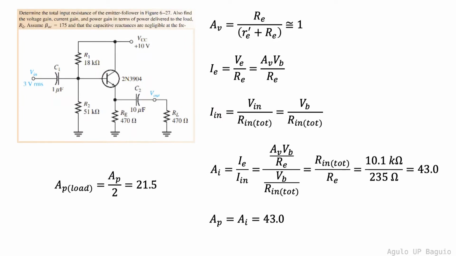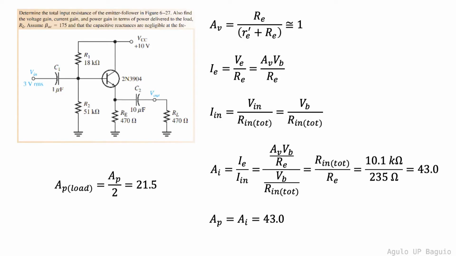Now let's solve for the gains. We know that the voltage gain is unity, since R sub small e is much greater than the AC emitter resistance. This voltage gain is the gain at the emitter terminal with respect to the base terminal.